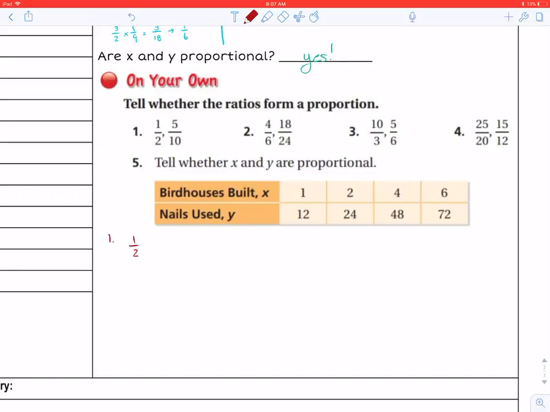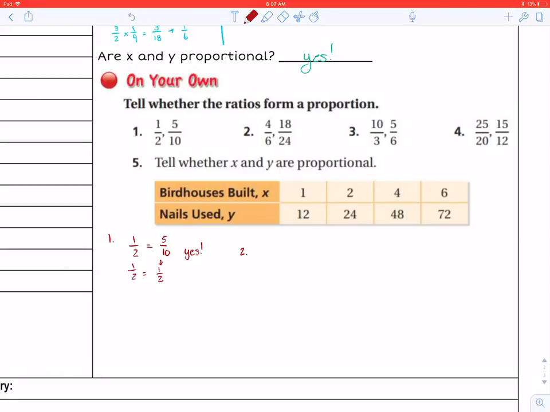1 over 2, or 1 is to 2, and 5 is to 10. Are these proportional? Well, 5/10, you probably recognize that 5 is half of 10. So 5/10 can simplify down to 1/2. And so because they both have the same fraction in simplest form, we would say, yes, they are proportional.